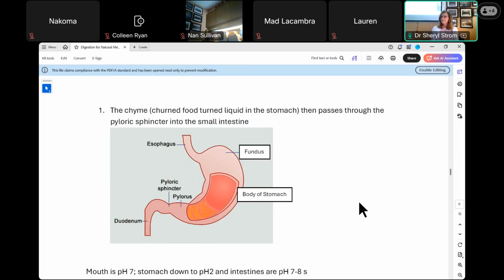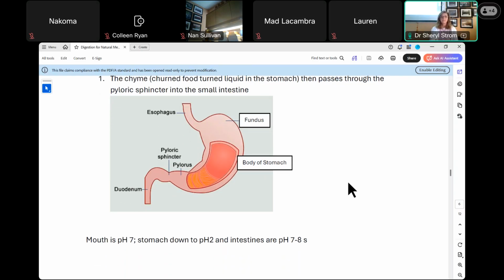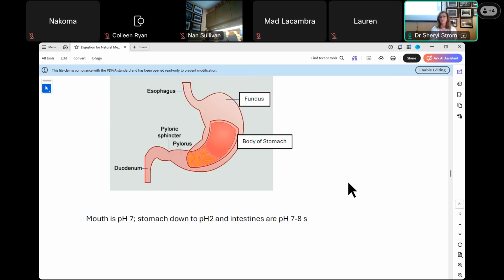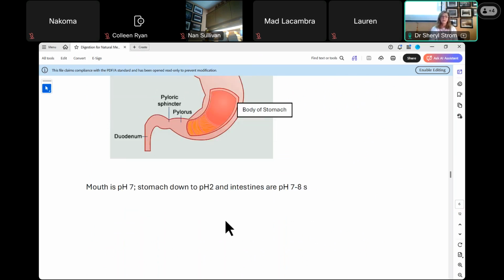So chyme: once the food goes from a bolus into the stomach, it turns into chyme. It's the food that's been turned and mixed and flipped and flopped by the stomach. Then it passes through the pyloric sphincter into the small intestine. That's just a simple picture that you can add when you do your explanation on your boards.